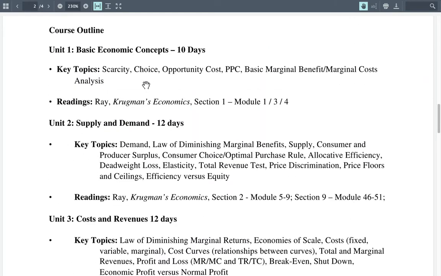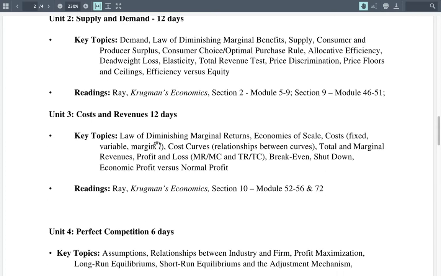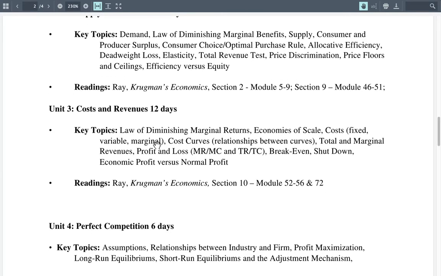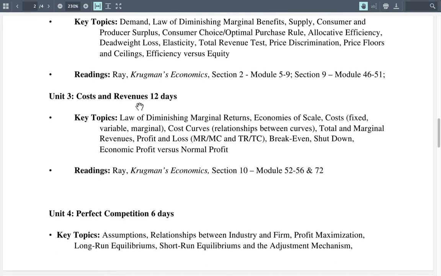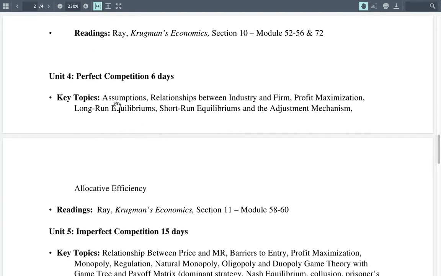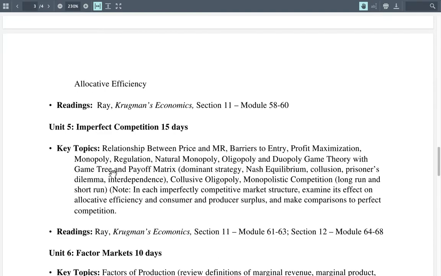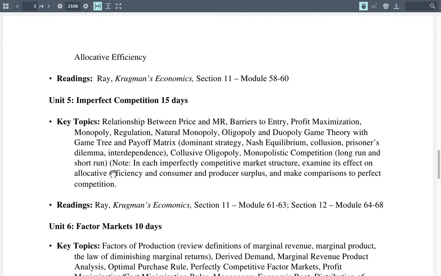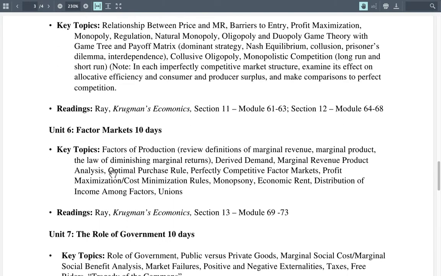So you can see early on we talk about a lot of basic economic concepts. We get into supply and demand. And then after that, we start looking at individual markets and the cost and revenue that those businesses will experience, and different types of market structures: perfect competition, monopolies, monopolistic competition, and oligopolies.